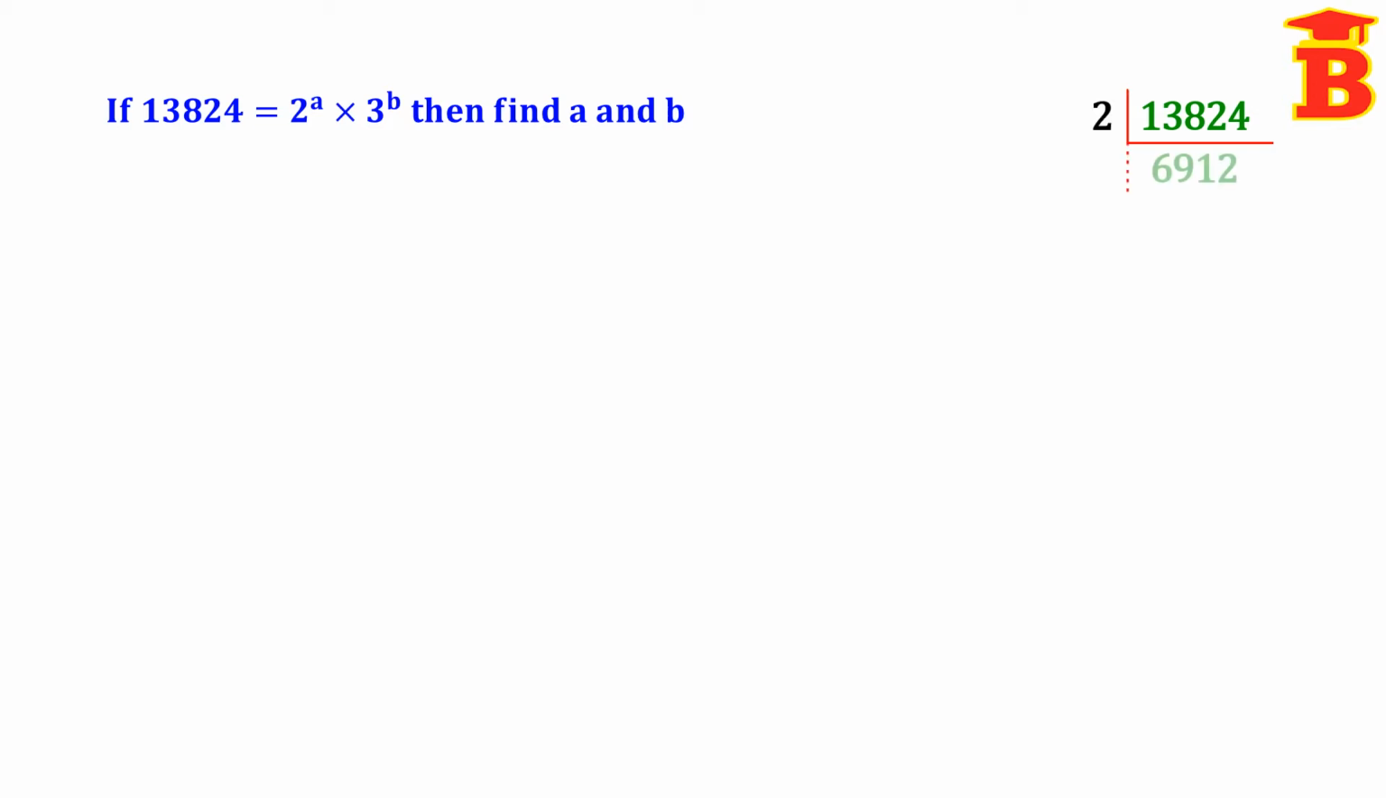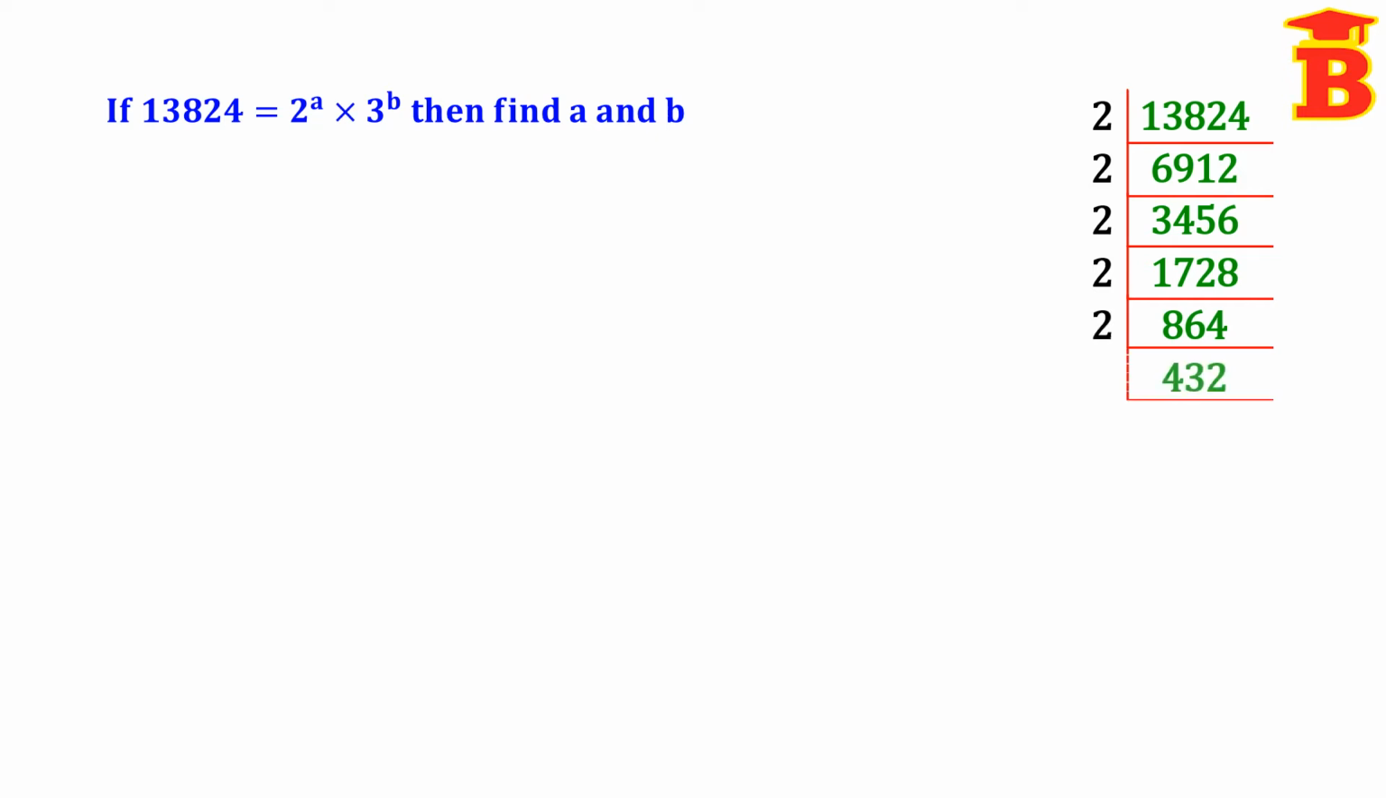So dividing by 2 we get 6912. Again we can divide by 2. We get 3456. Again divide by 2. We get 1728. Again divide by 2. We get 864. Again divide by 2, 432. Again divide by 2, 216. Again divide by 2, 108. Again divide by 2, 54. Again divide by 2, 27.